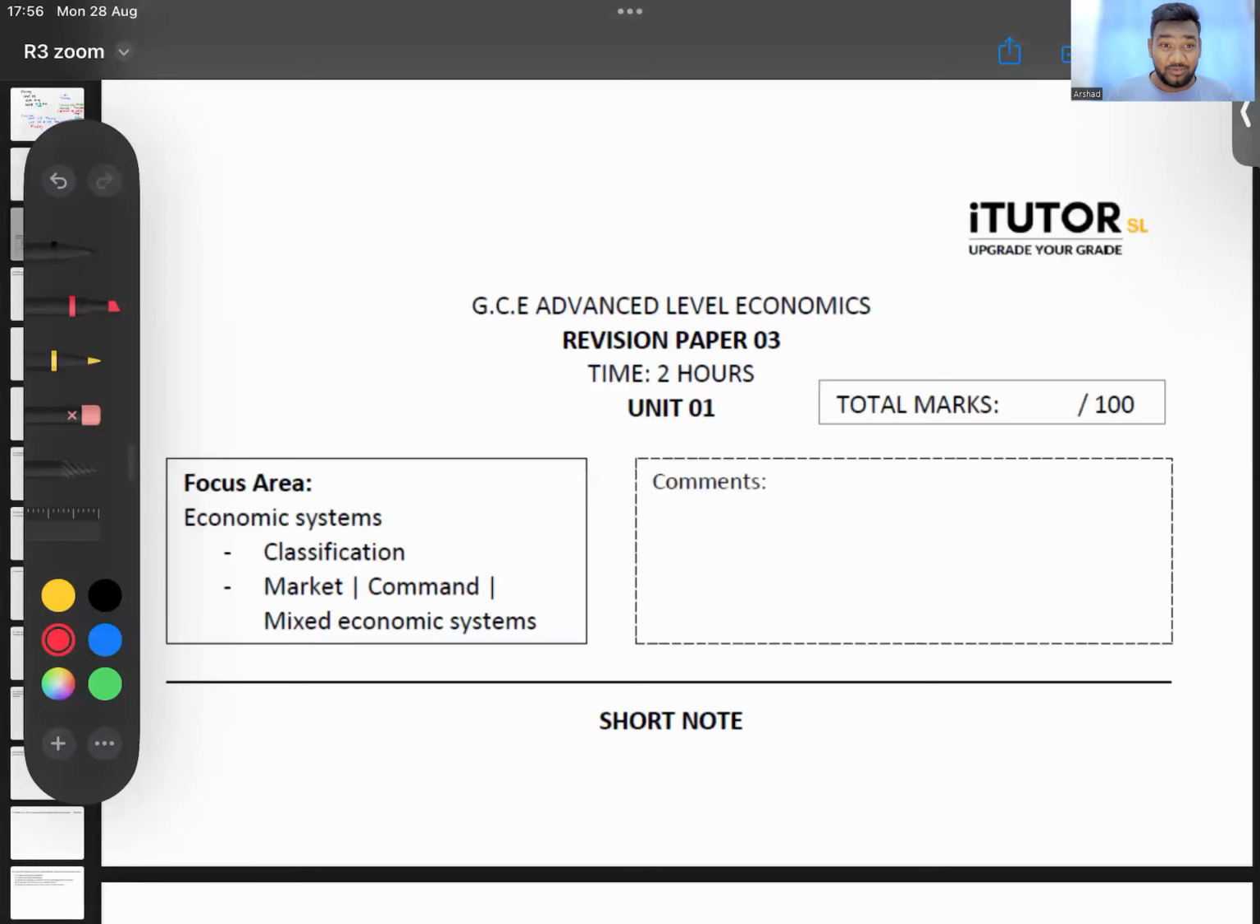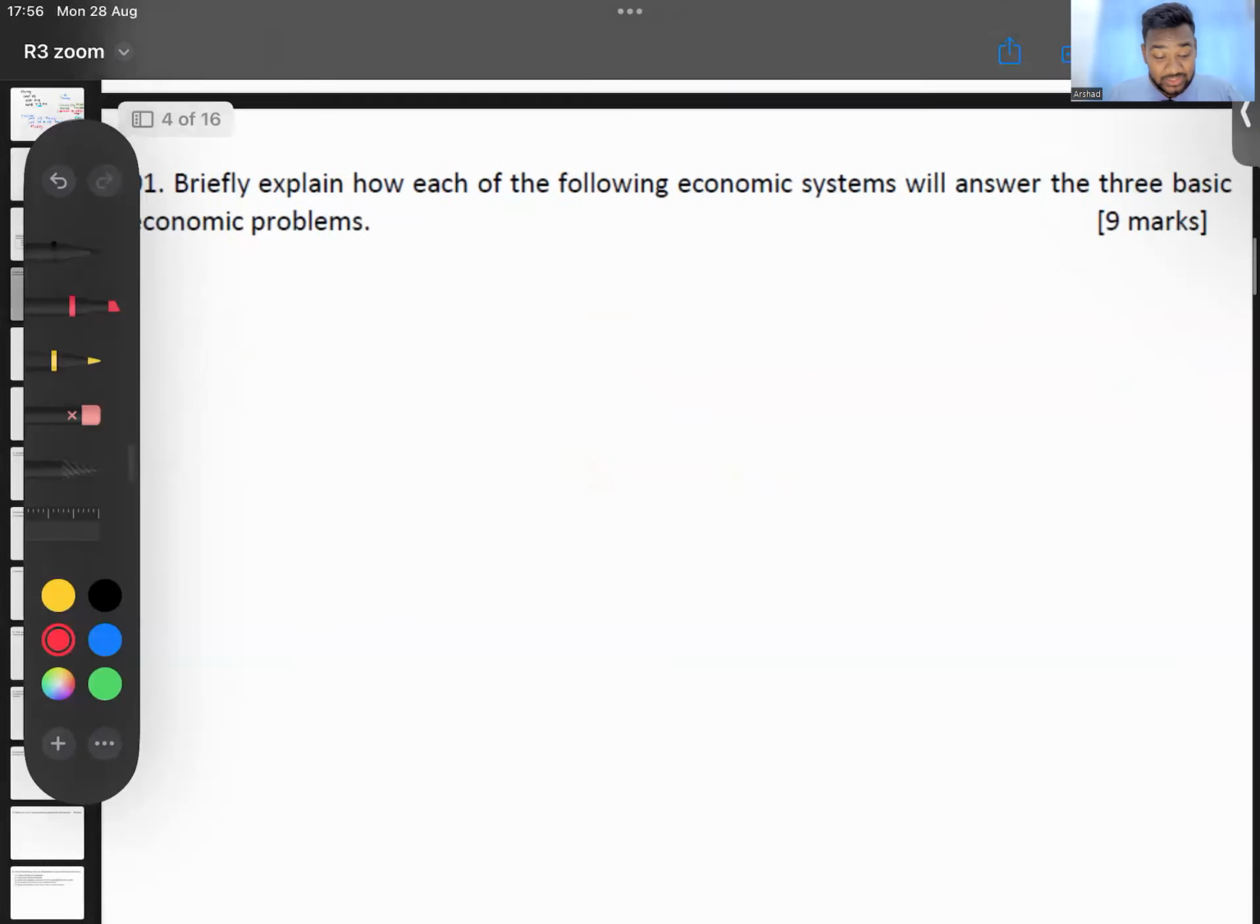I think I should be able to finish in, let's say, around 45 minutes. Maybe can finish a little early also. We'll see. Okay, right. So revision paper number 3, question number 1.